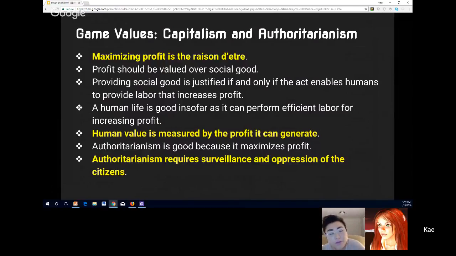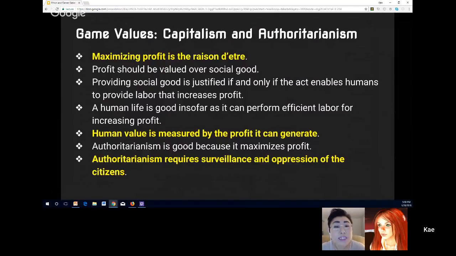Third point, providing social good is justified if and only if the act enables humans to provide labor that increases profit. So everything is associated with profit. You only provide social good if it maximizes profit. A human life is good insofar as it can perform efficient labor for increasing profit. An associated value is that human value is measured by the profit it can generate. So those two ideas go hand in hand.